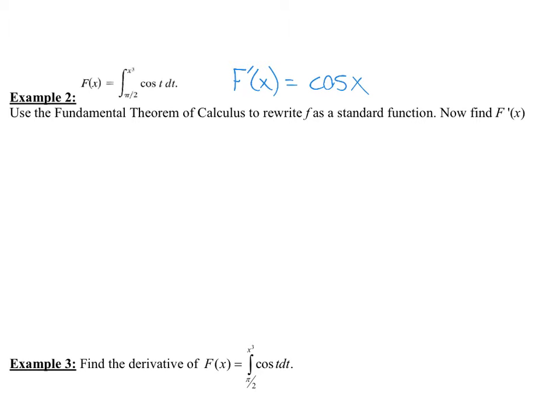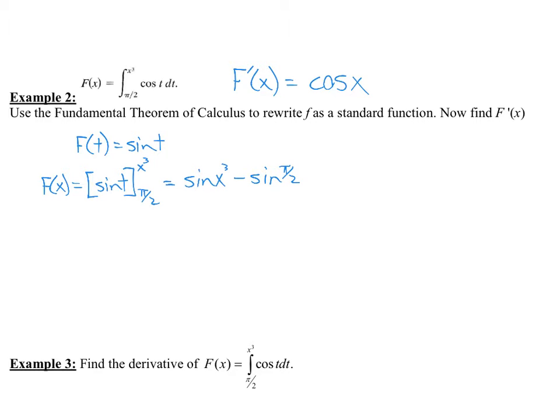So we know that the antiderivative, capital F of t, is sine of t. So we're going to do the integral here by evaluating sine of t from pi over 2 to x cubed. All right? So this is going to be the capital F of x that we're finding. So I have now sine of x cubed minus sine of pi over 2.